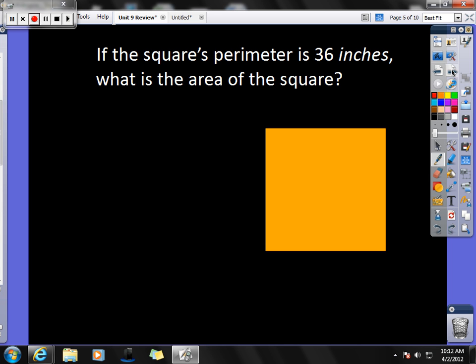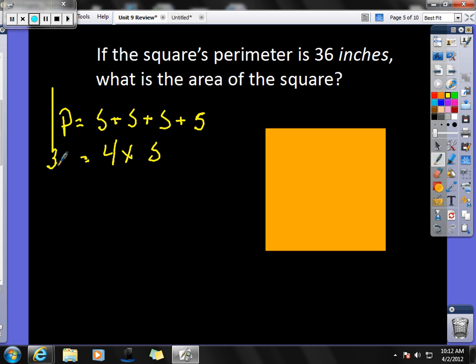Let's continue. If a square's perimeter is 36 inches long, what is the area of that square? Well, in my head, I'm thinking, I know perimeter equals I add all my sides together. So the easy formula is side plus side plus side plus side, or I could say it is 4 times the length of one side. So 4 times the length of one side equals 30. Whoa, that was kind of weird.